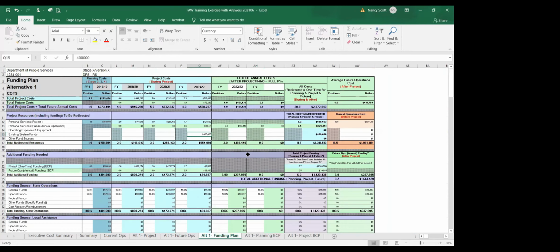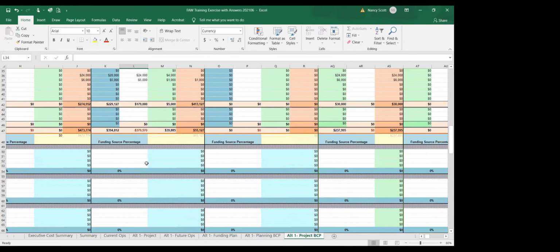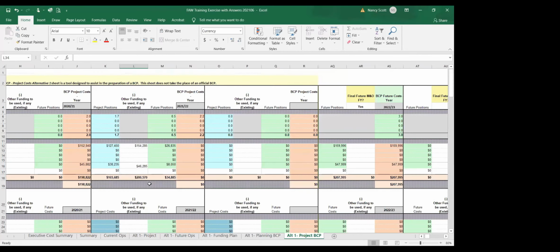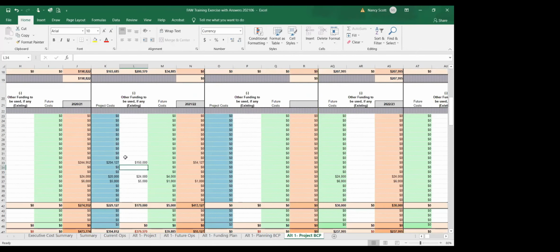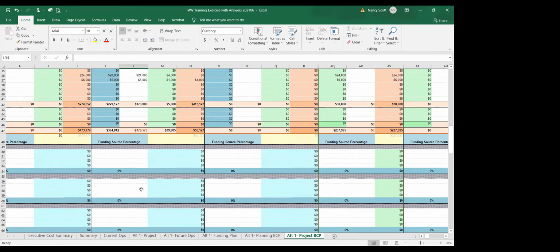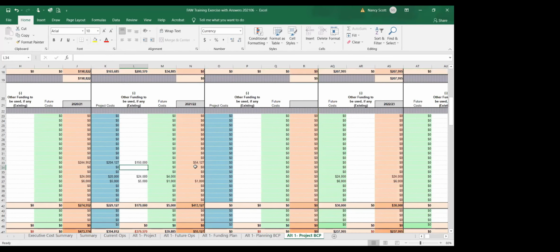So, I mean, whatever it is, you would just make sure that that amount matches what you put as what the existing funds you're using. And I mean, I could go through there and make sure that it matches, but I think you get the idea. Does that make sense to everybody?